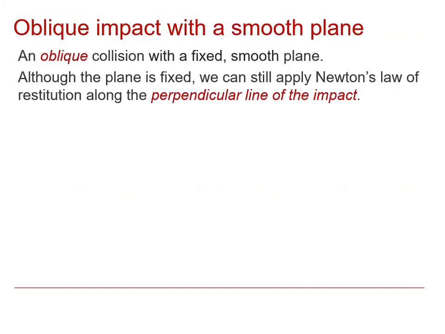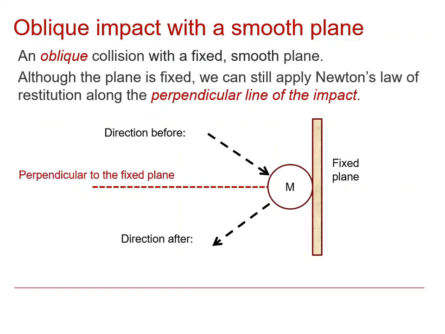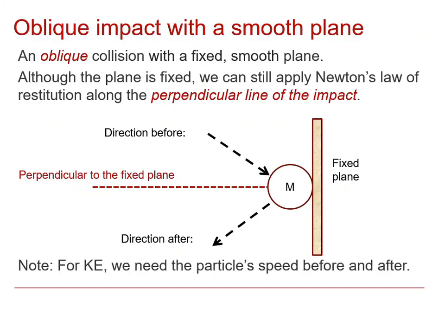Right, what are we talking about? An oblique impact with a smooth plane. Now that means to say that when the impact takes place, the only force of interaction between the ball, or whatever it is, particle, and the wall can be perpendicular to the wall. So momentum will be conserved, well, the component of momentum parallel to the wall will be conserved. On the other hand, we can apply Newton's law of restitution along the perpendicular. So that's the picture. And for kinetic energy, we'll be interested in the particle's speed, though that will mean, of course, that we need to consider the components first.